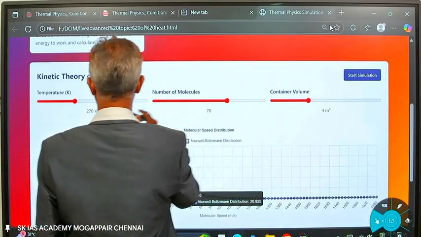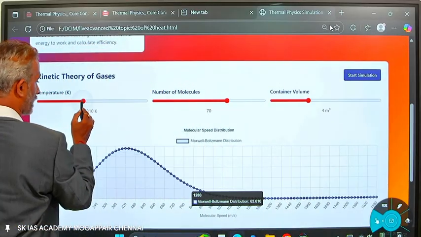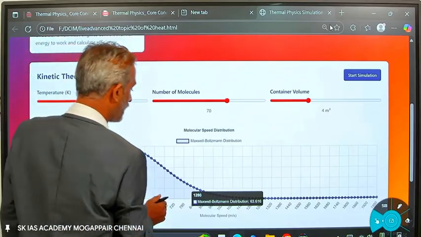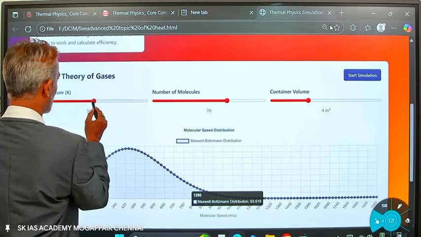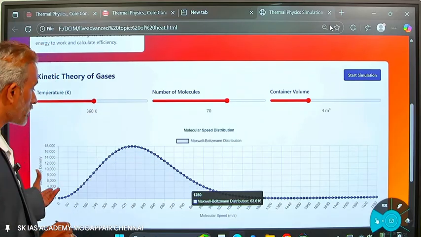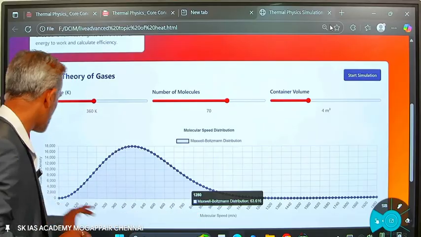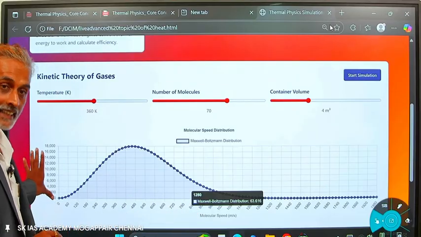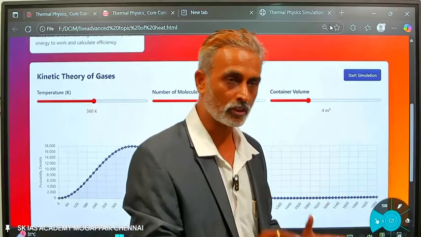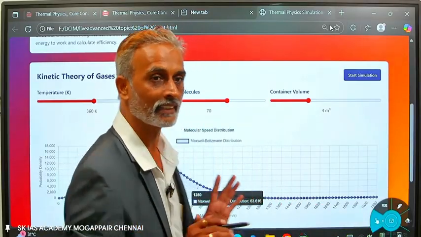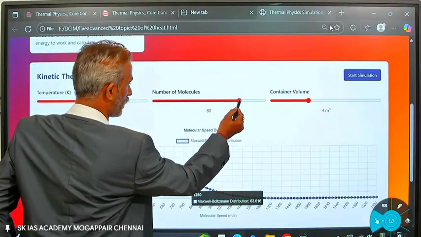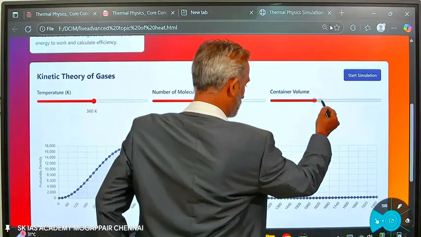See there, when the temperature increases, you are going to increase the temperature like 360. Okay, I have just drawn the graph between the molecular speed and the probability density. This graph is possible when you apply the kinetic theory of gases. Just as I increase the temperature, the number of molecules also increases. See, the container volume also increases.